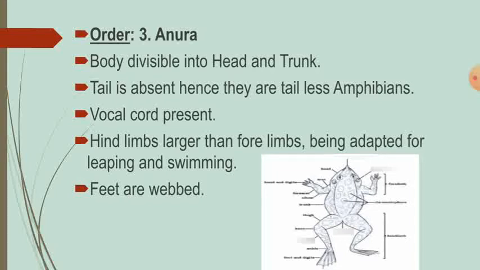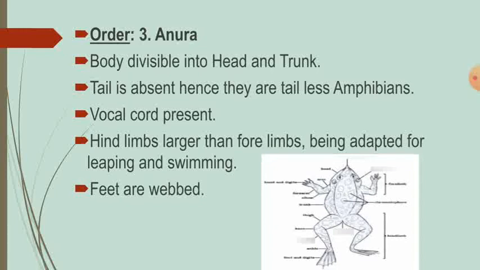And here the presence of hind limbs and forelimbs. Hind limbs are larger than the forelimbs, so they are adapted for leaping and swimming. Leaping means jumping. Okay, so jump or leap. So for leaping and swimming purposes, and the feet are webbed.